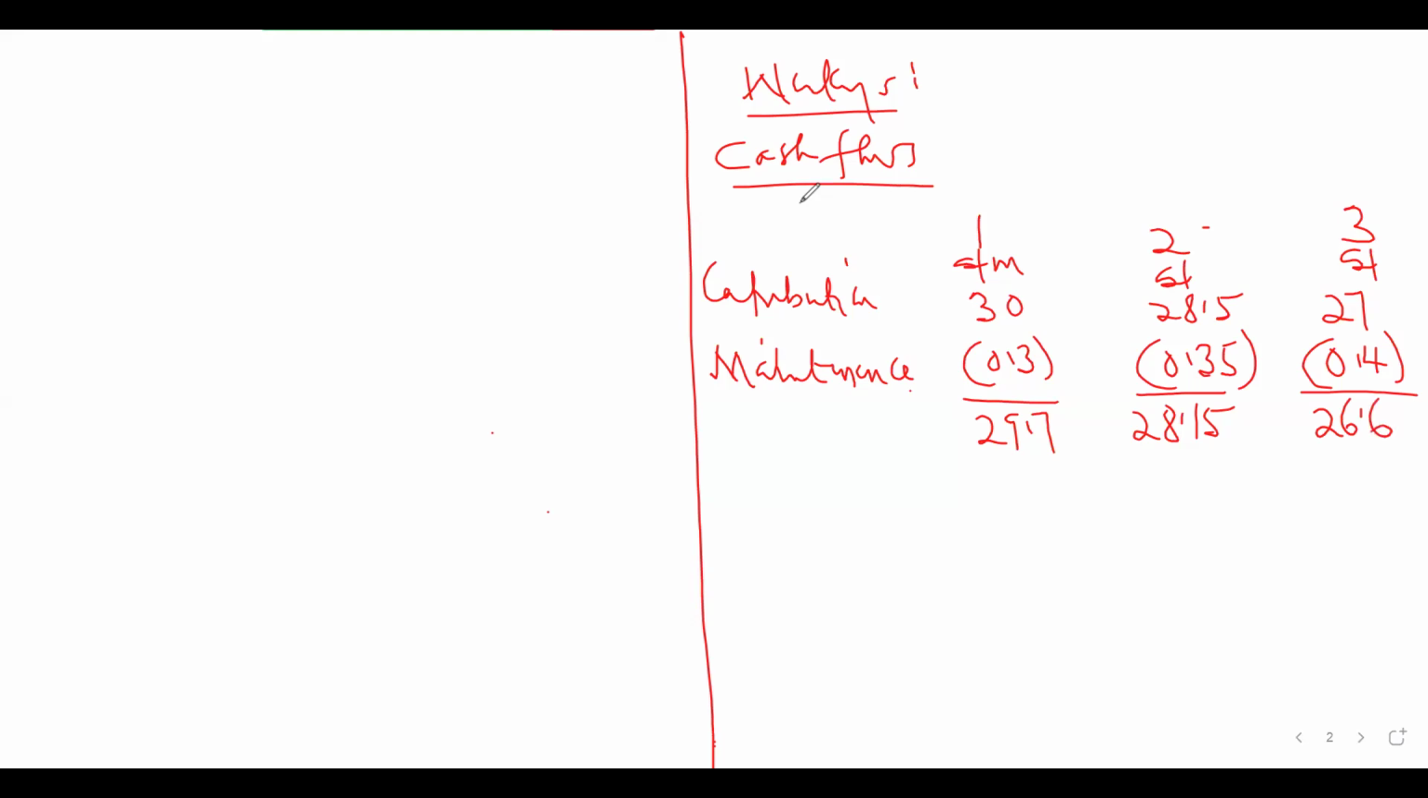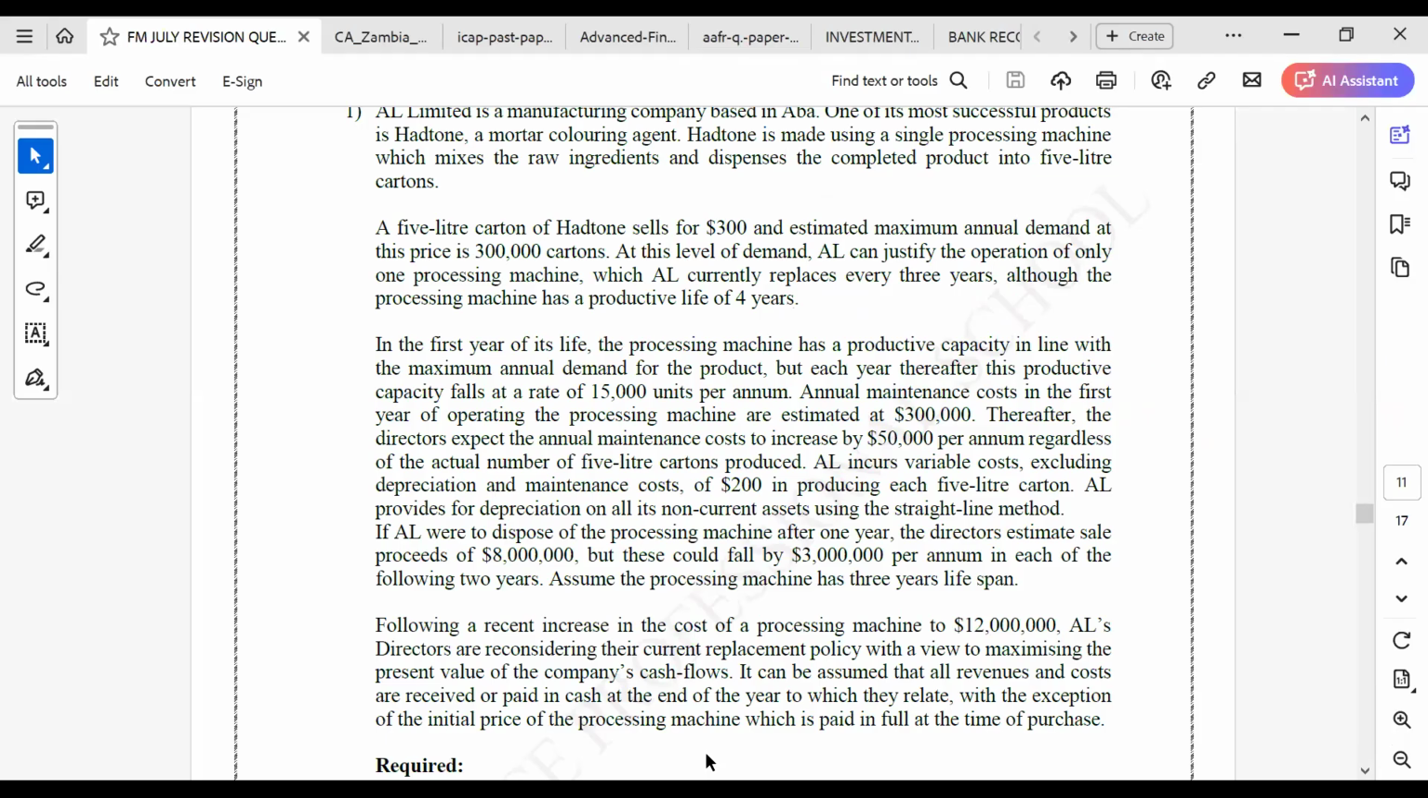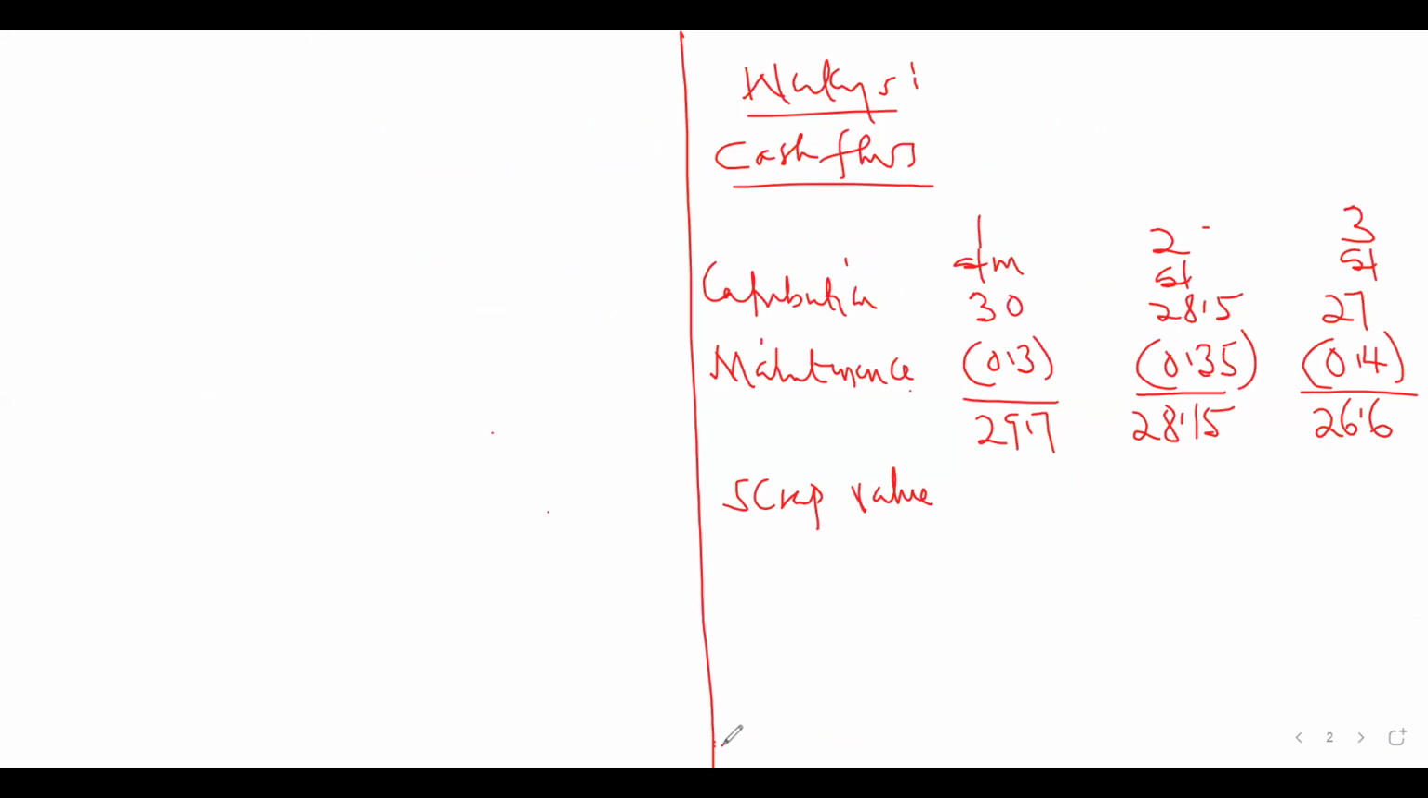So if we are selling in the first year, what will be the scrap value? We are looking for all the cash flows. If we are selling in the first year, the scrap value will be 8 million. So first year will be 8 million, which is going to be an inflow, but this is going to be decreasing if you are disposing.